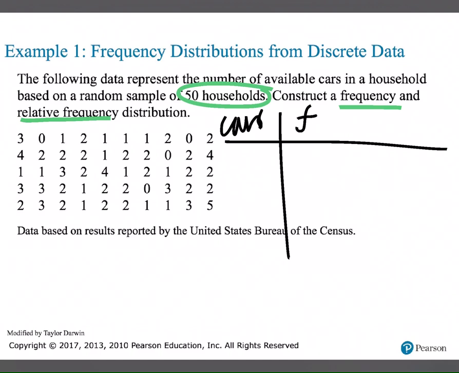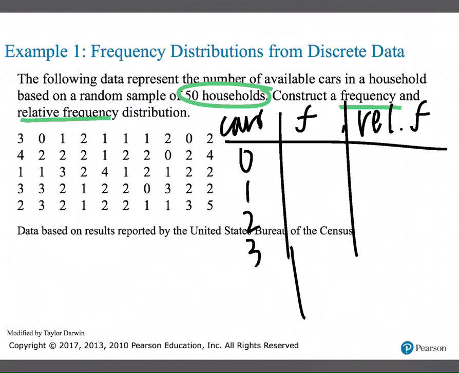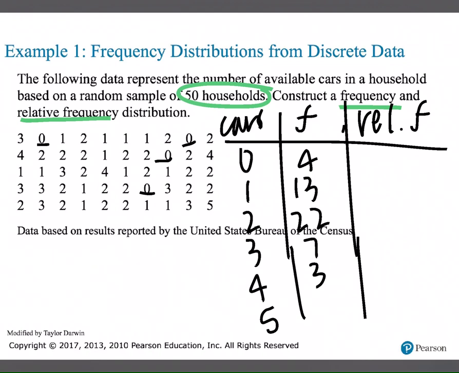And then I'm going to do frequency and relative frequency. So the different types of cars, we've got 0, 1, 2, 3, 4, and 5. If I were to count up all the zeros, 1, 2, 3, 4. So the frequency there is 4, and so that's how I'm getting these numbers. There are 13 ones, 22 twos, 7 threes, 3 fours, and 1 household that has 5 cars.